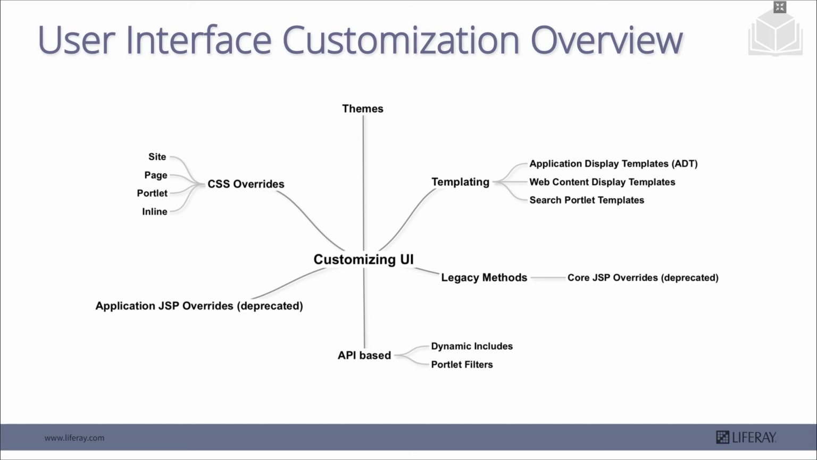Some of the more iffy, legacy, or deprecated ways are further below. We have these things called core JSP overrides. While very powerful, they are technically deprecated. We also have ways in which we can override the JSPs within a bundle, which is also technically deprecated. Now, the two ways that are more safe are the API-based ones that we see towards the bottom. So we have ways of safely overriding the JSPs using these things called dynamic includes and portlet filters.